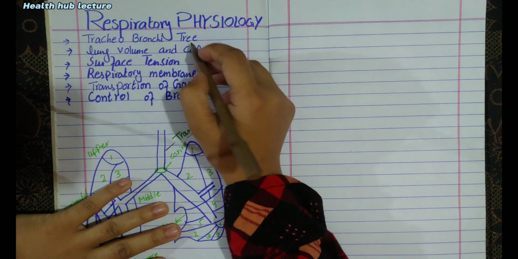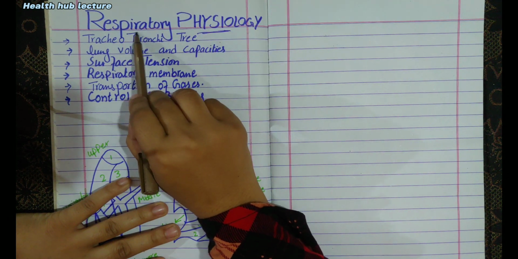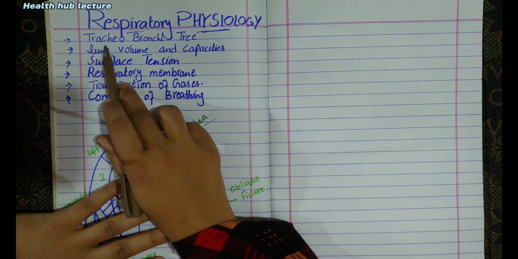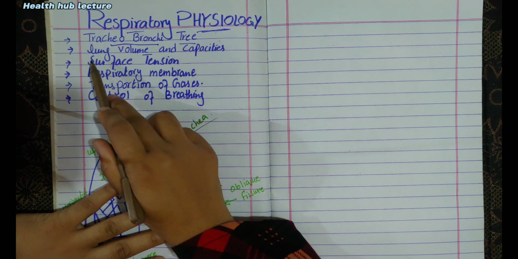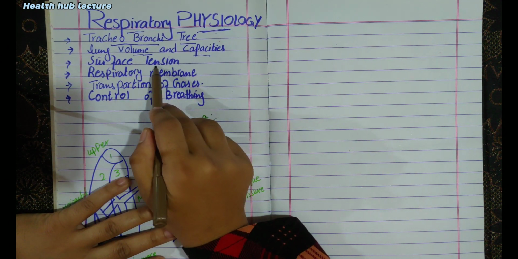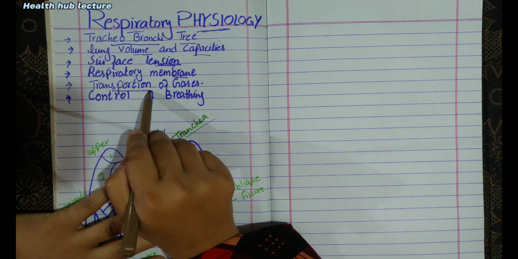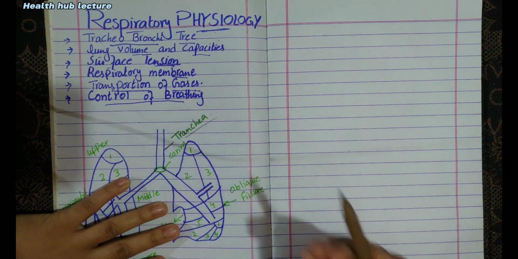First of all, we will discuss the parts which we cover in this lecture. In the respiratory system, we will discuss the tracheobronchial tree, lung volumes and capacities, surface tension of the lungs, the respiratory membrane, transportation of the gases, and control of breathing.